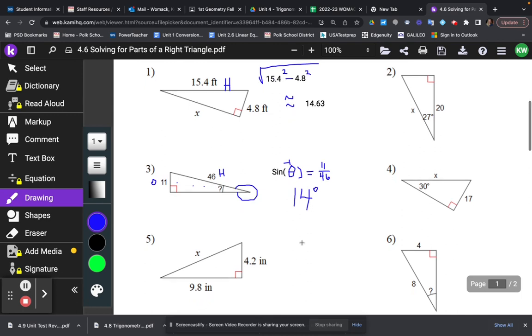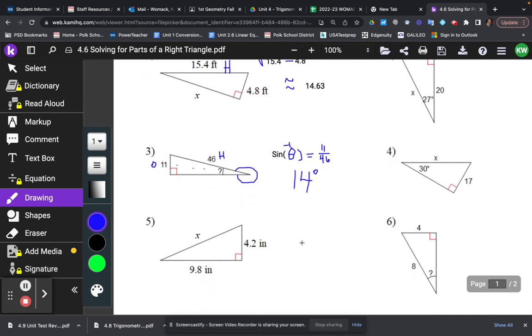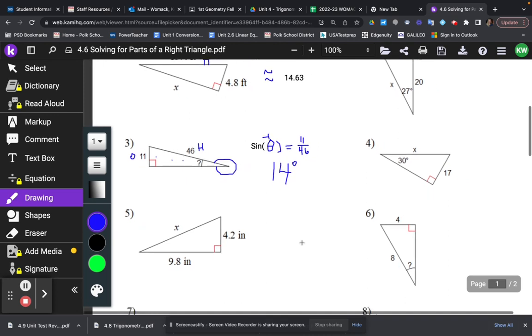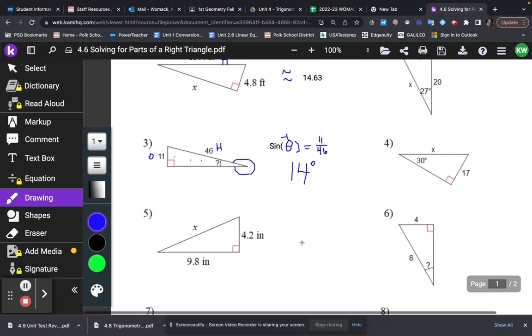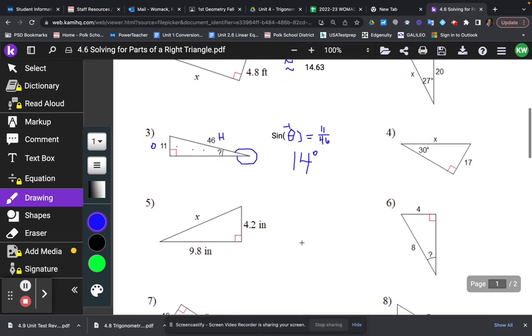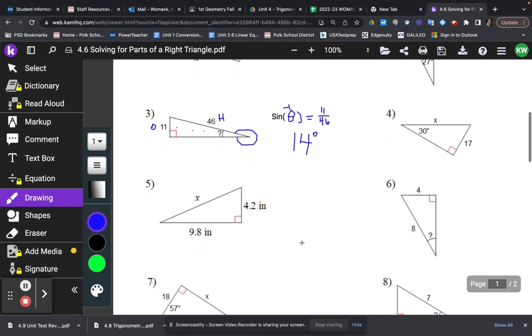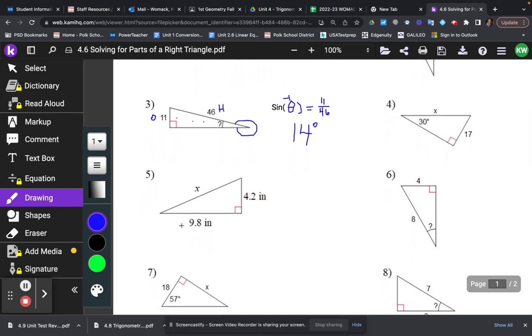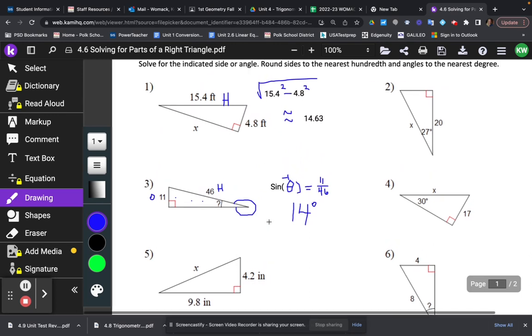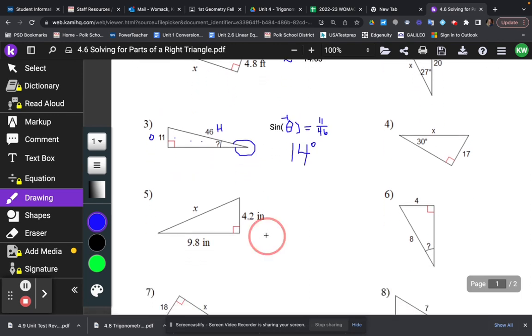The next thing that we're looking at will be number 6, but actually, I'll continue on with number 5. This is an example where we're going to add. We could use the Pythagorean theorem to find this. And I do see this time I'm looking for the hypotenuse. So, unlike number 1, when we subtracted, we're going to take 9.8 and square it. And we also need to square 4.2. Again, this is the Pythagorean theorem.